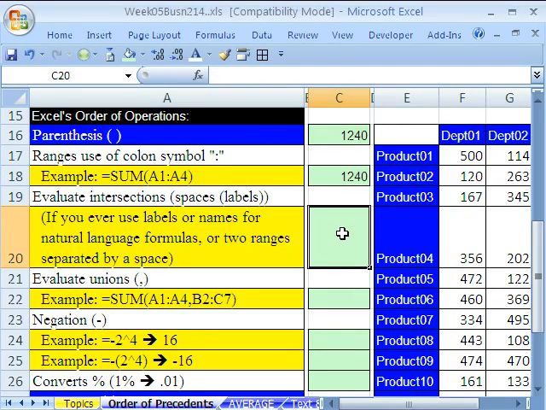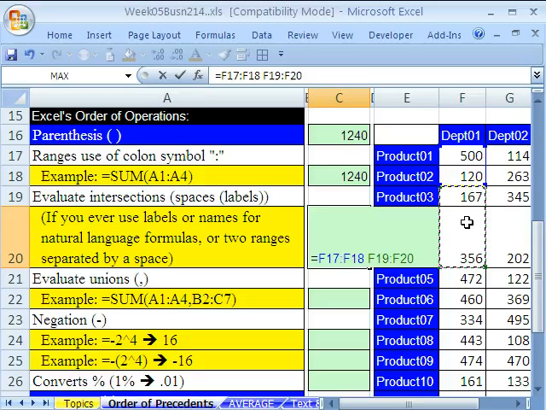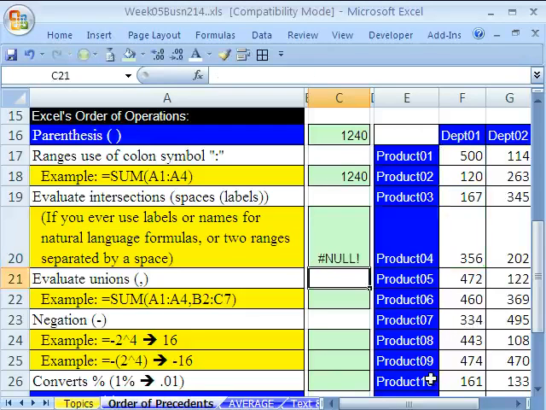The next thing that it does is evaluate intersections. Now, I've done a bunch of videos on intersections, in particular to do a two-way lookup. But watch this. I'm going to type equals, highlight these two numbers, and then type a space. That's the intersect operator. And then highlight these two numbers, and then times 2. Now, notice, boom, space, boom, times 2. So really, the operators are space and multiplying. There's no intersection.